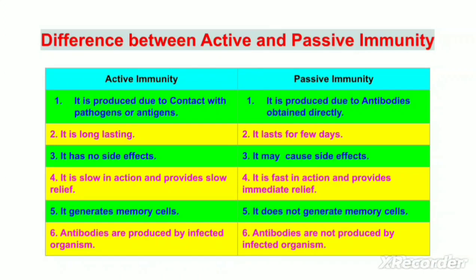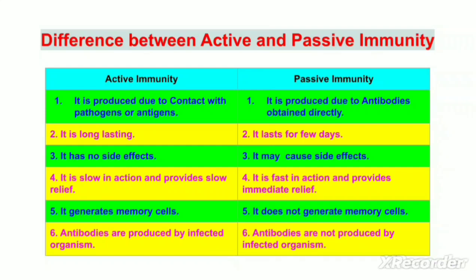Now, difference between active and passive immunity. Active immunity is produced due to contact with pathogen or antigen. Passive immunity is produced due to antibodies obtained directly. Active immunity is long lasting, while passive immunity lasts for few days. Active immunity has no side effects, while passive immunity may cause side effects.